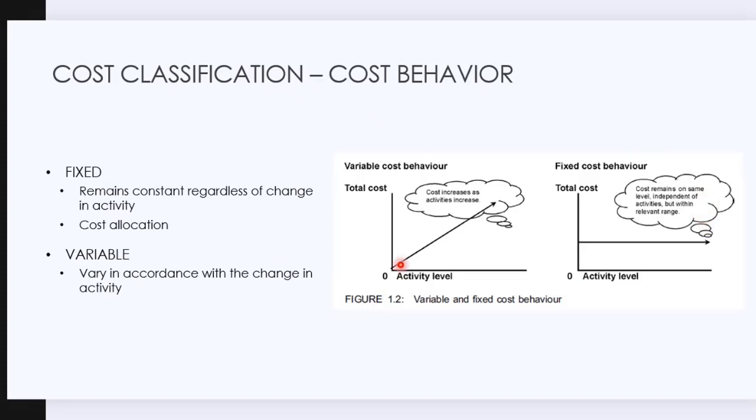Variable costs, on the other hand, vary with the activity. The more tables you produce, the more raw material you need, as an example. So the cost increases with the activity. If the activity declines, the cost declines. Okay.